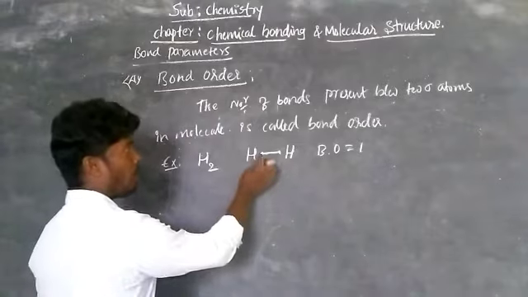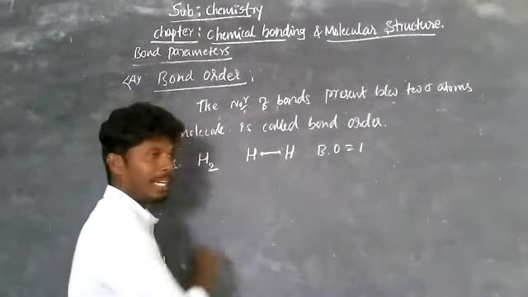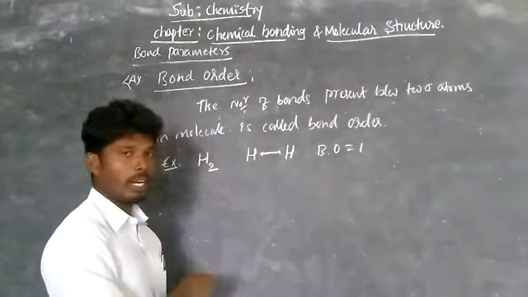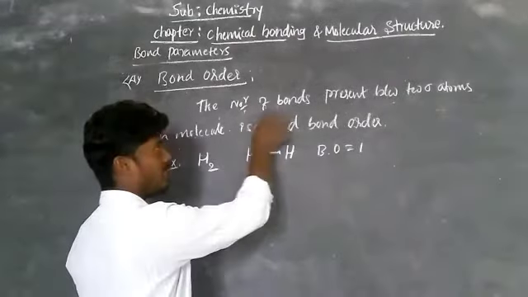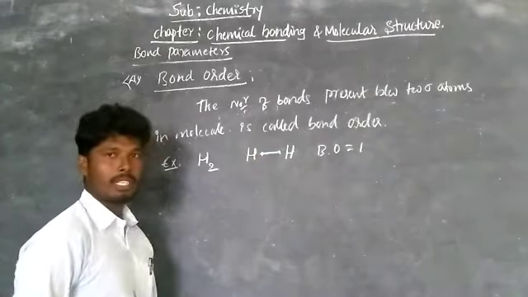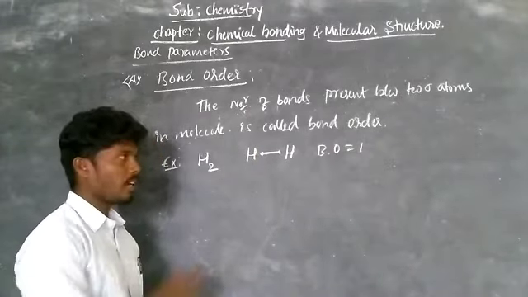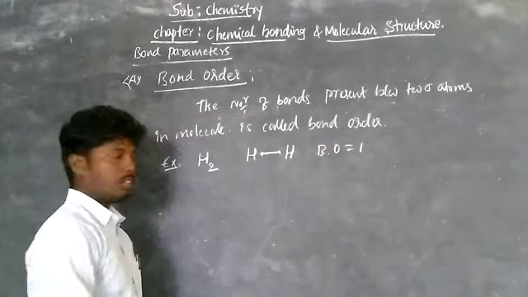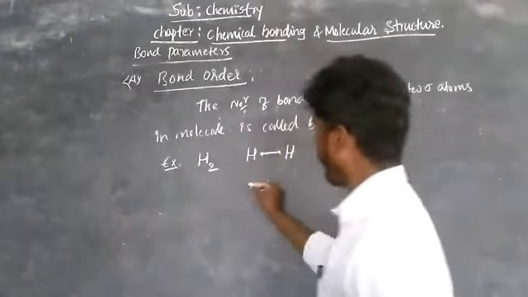That is, the number of electrons shared with a neighboring atom is also called bond order, or it is also defined as the total number of bonds present between two atoms in a molecule is called bond order. Now similarly take one more example, fluorine F2.